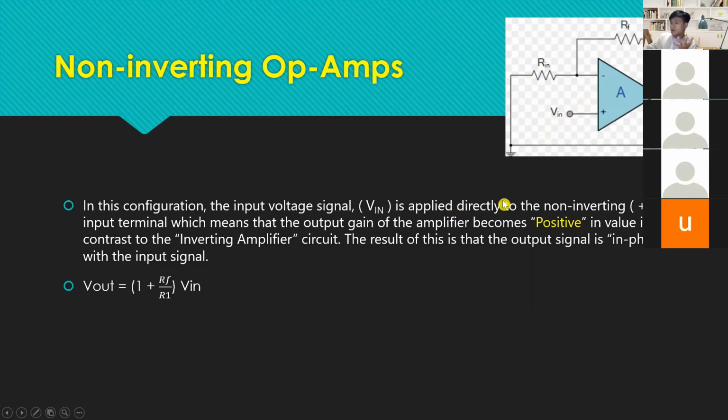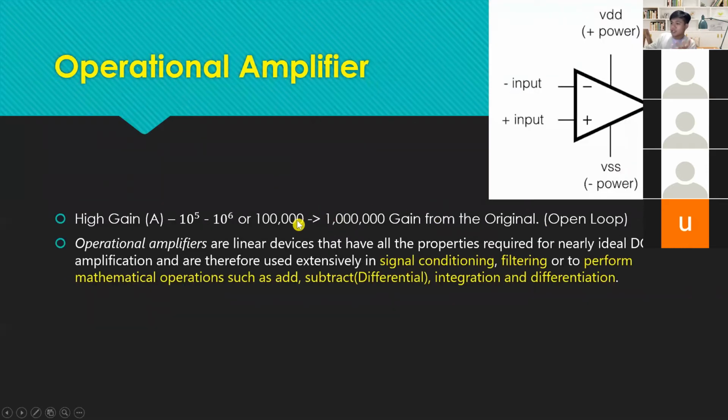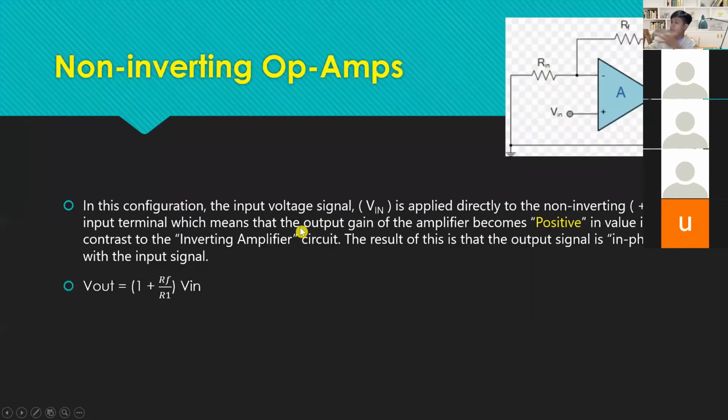So, unlike before, nagre-range siya ng 100,000 to 1 million. Ngayon, pwedeng times 10 na lang. Like, your 1 volt will become 10 volts. Your 2 volts will become 20 volts. Napaka-ideal niya na kumbaga. So, yun yung pinaka-gusto nating ma-attain, which is a closed loop circuit, just like this one. We have here a feedback resistor and then input resistor.